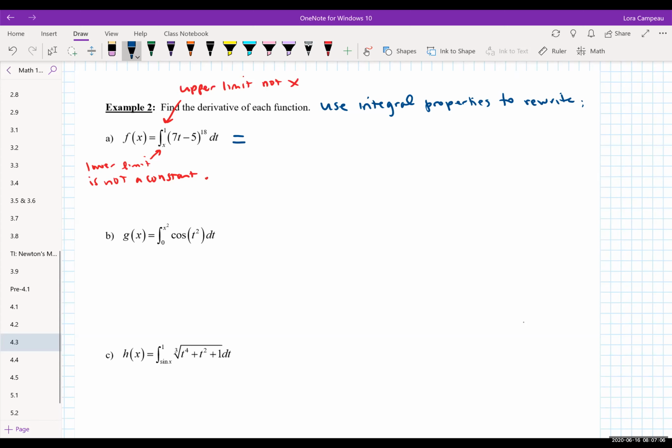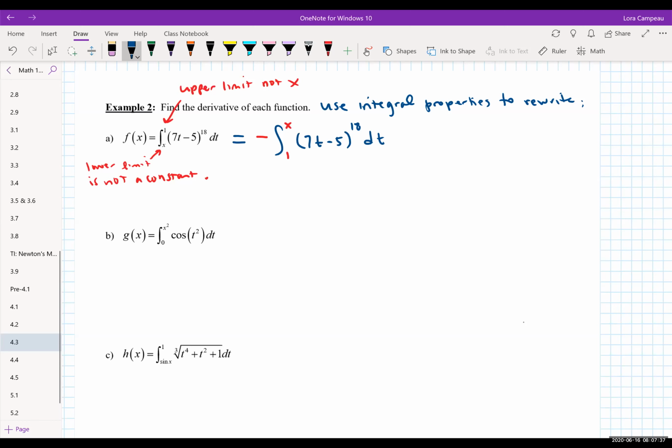And we do have that property that allows us to switch the upper and lower limits. What happens when you do switch the upper and lower limits, it ends up changing the sign of the integral. But what happens now is we can put the constant as the lower limit, x as the upper limit, and it hasn't really changed the integrand at all. So we still have 17 minus 5 to the 18 with respect to t.